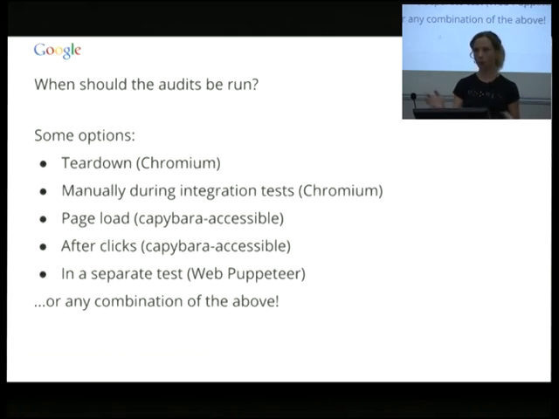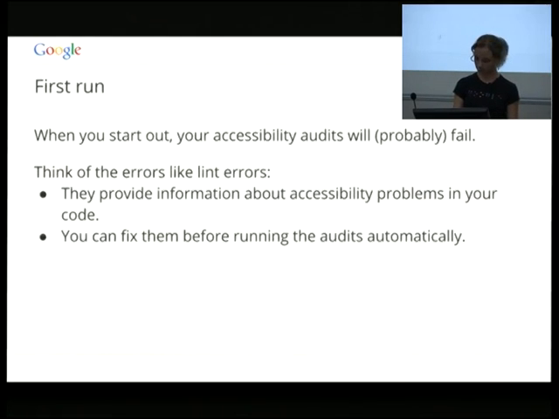So if you know that you've done something that's going to change the state of the UI, you can then run it then. Capybara Accessible takes a different approach. They run it every time the page loads, and then after every single click, on the assumption that any click could actually change the state of the UI. Web Puppeteer forces you to run it in a separate test, just because it was too difficult to do it any other way. You can also use any combination of the above, obviously.